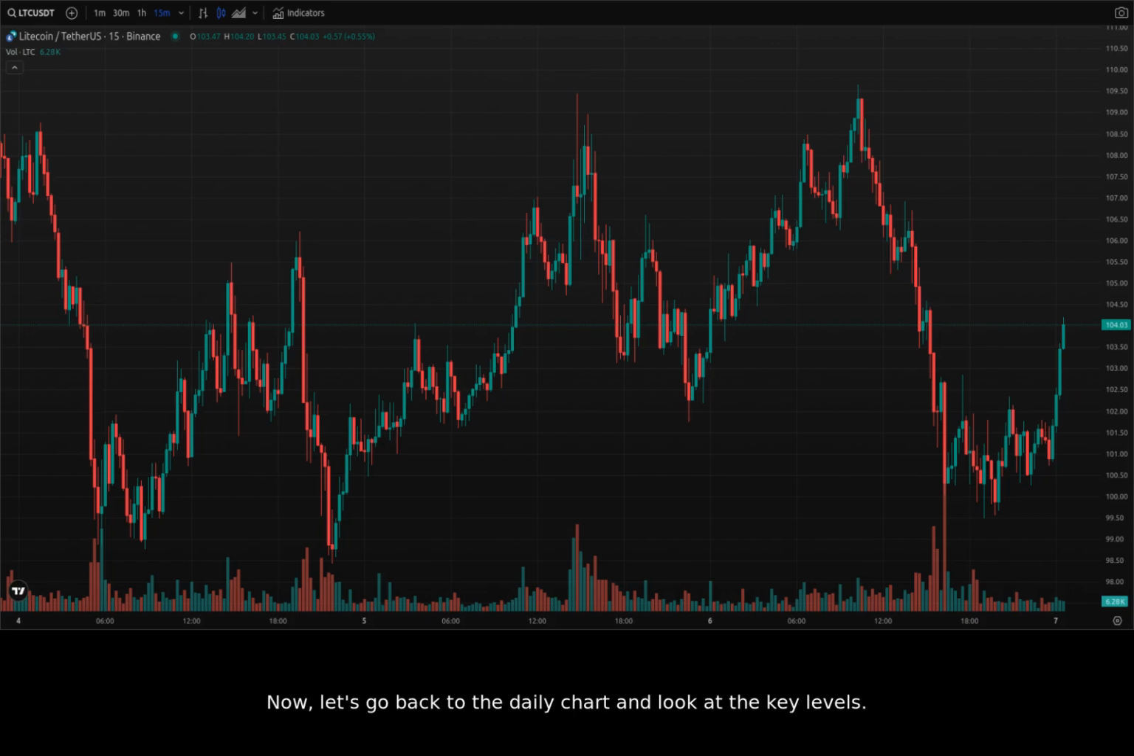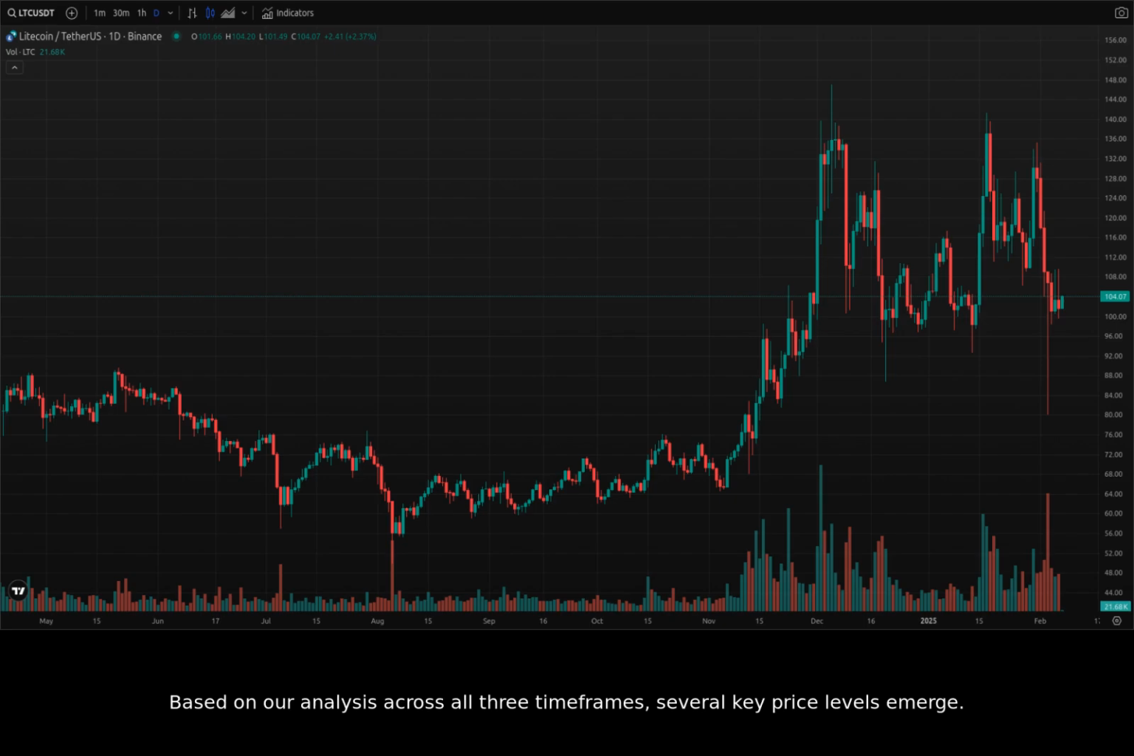Now, let's go back to the daily chart and look at the key levels. Based on our analysis across all three timeframes, several key price levels emerge. Support levels around $100 and $90 are visible on the daily and hourly charts. Resistance levels around $110 and $120 also appear, suggesting price ceilings.